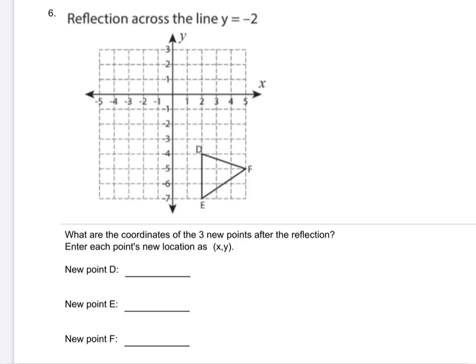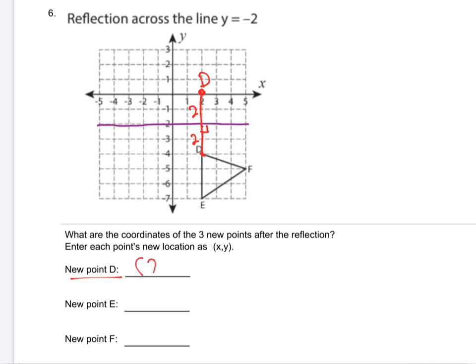Let's try number 6. They want us to reflect across the line y equals -2. So that's this line right here. Hits the y-axis at -2. And so now we'll take the points one at a time again. We'll start with the first one, D. So where's D? Right here. 2, go straight at the line, 90 degrees, 2, and then so it's 2 to the line, 2 to the other side, boom, there's the new D, the image of D.